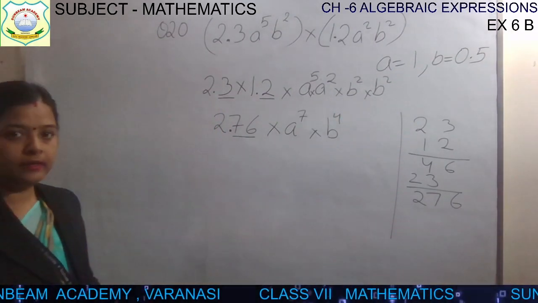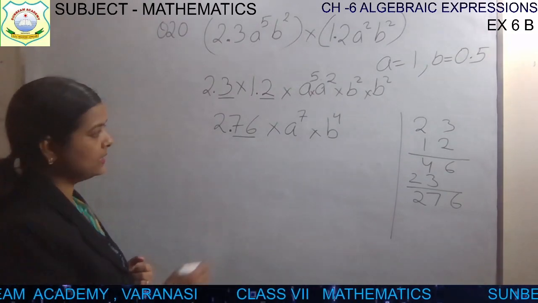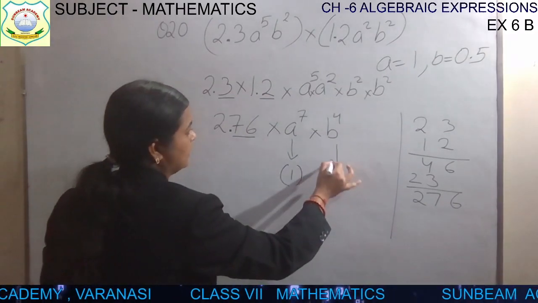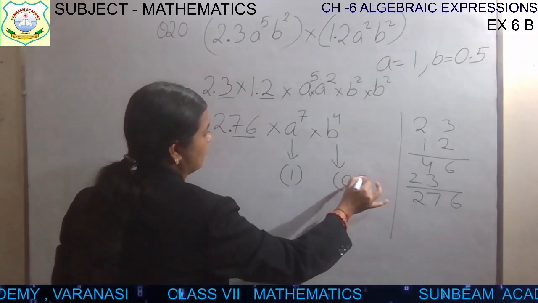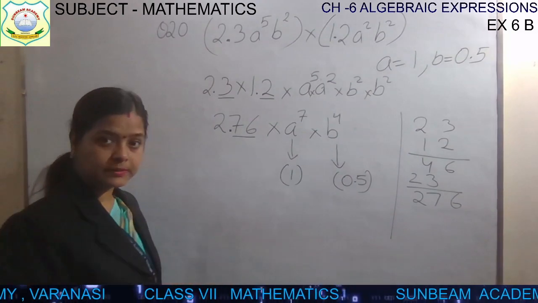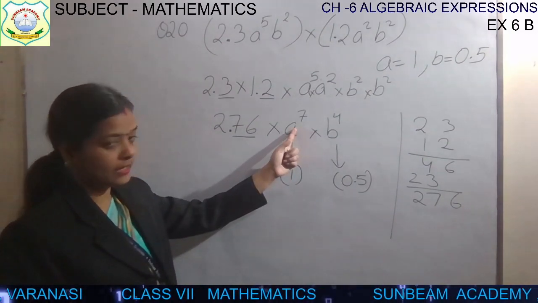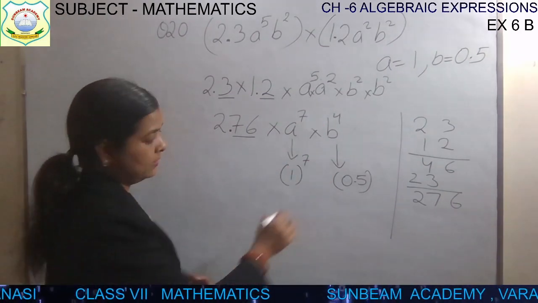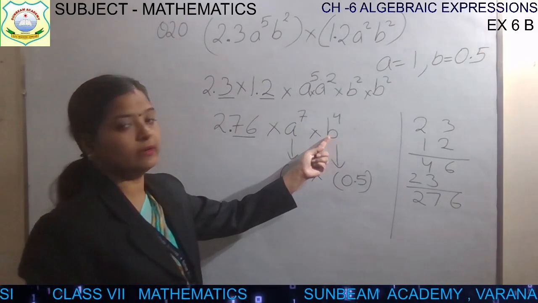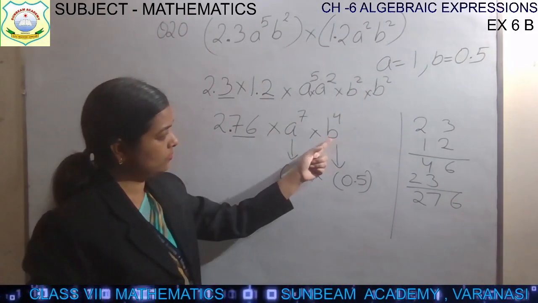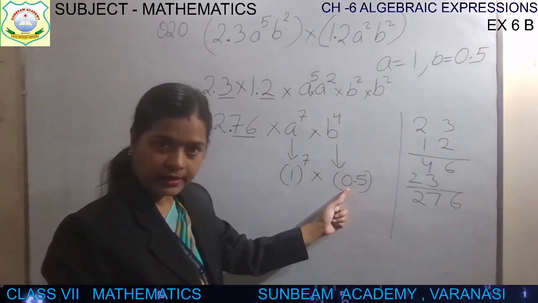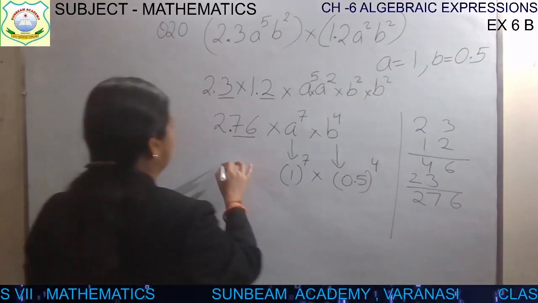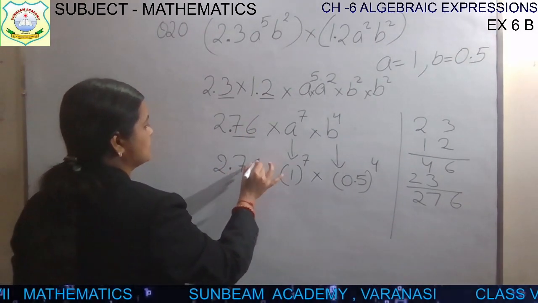Now they said find the value of this if a is equal to 1 and this b is equal to 0.5. Find the value. So we will substitute the value of a. Wherever a is written, we will write 1. So a to the power 7, so 1 to the power 7 into wherever b is, we will write down 0.5 and its power is 4, so to the power 4. That will multiply with 2.76.